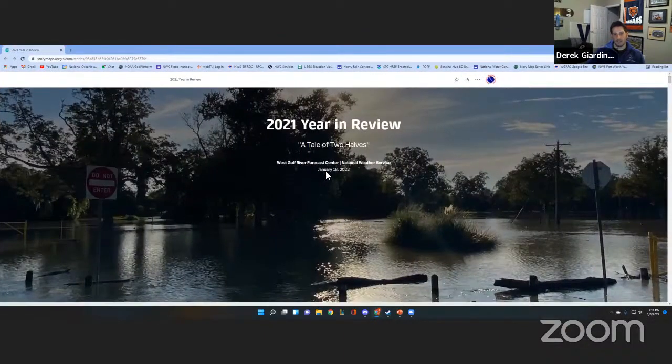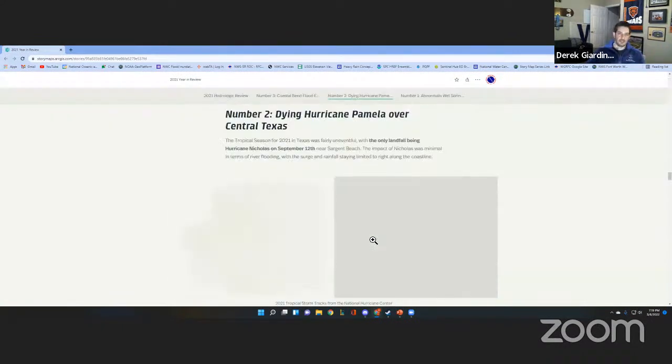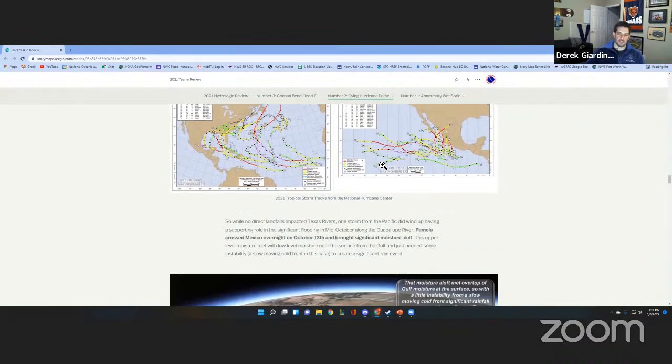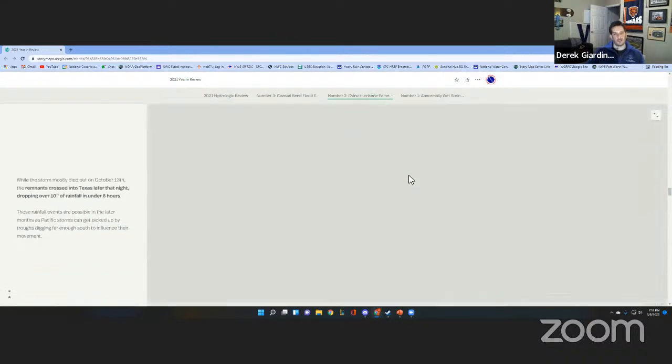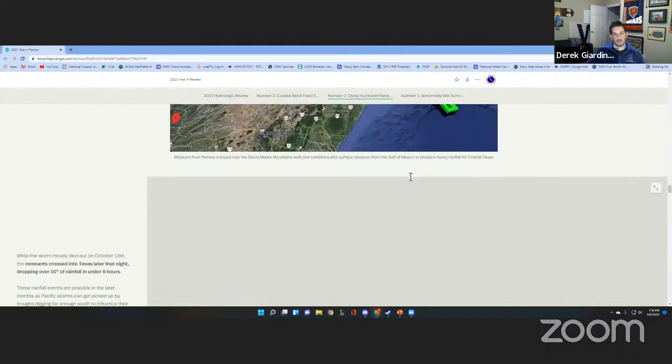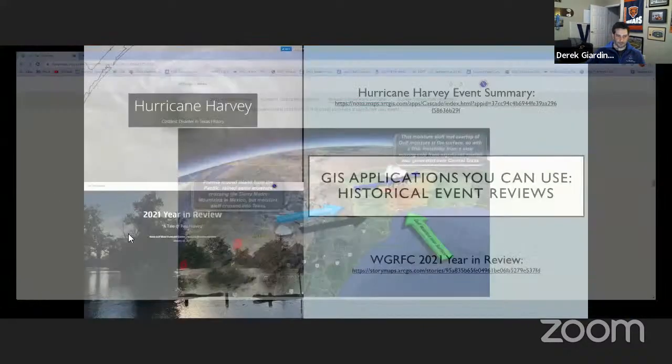And this kind of acts as our living archive. What happened in 2021? In 2024, I guarantee you won't remember the dying Hurricane Pamela over central Texas, but the factors that came together that led to severe flooding on the Guadalupe River, this will help remind our staff and our team of what exactly happened and keep an active archive that's a lot more interesting than a whole bunch of saved forecasts.